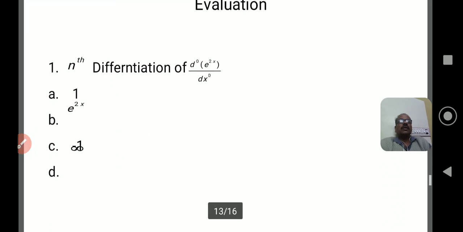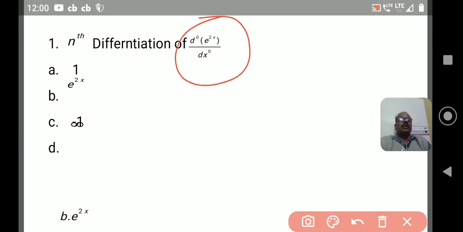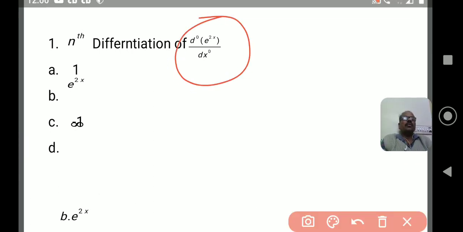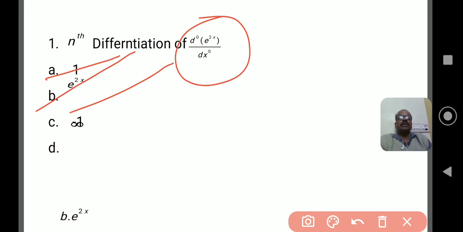We can check with one evaluation result. Find the 0th derivative of e power 2x. Observe the result: 0th derivative means we are not differentiating, we are taking the function as it is. The first option is 1, second option is e power 2x, third option is minus 1, and the fourth option is infinity. Finally, the solution is B, that is e power 2x.